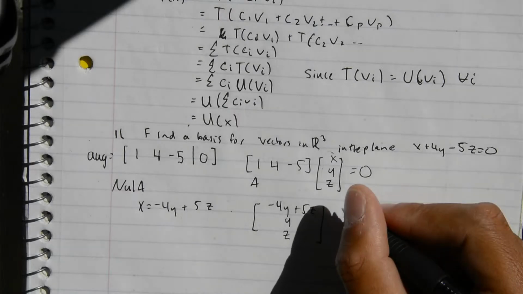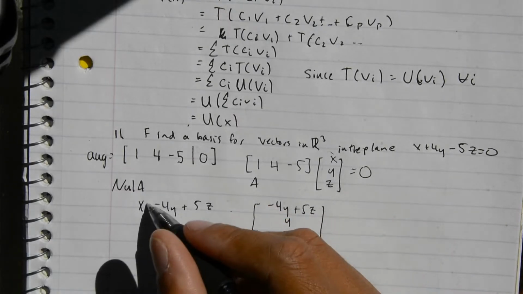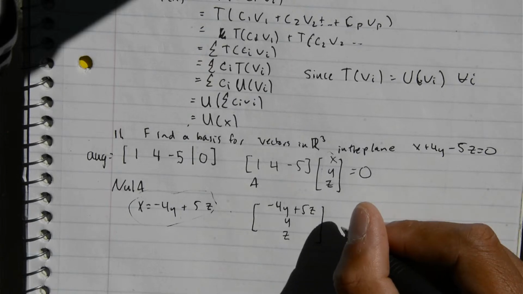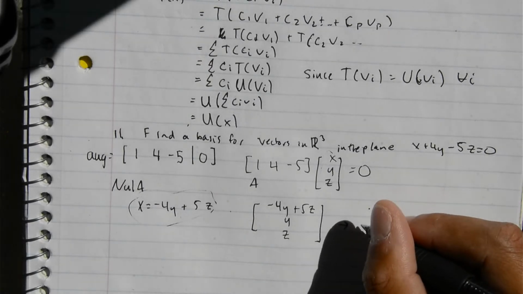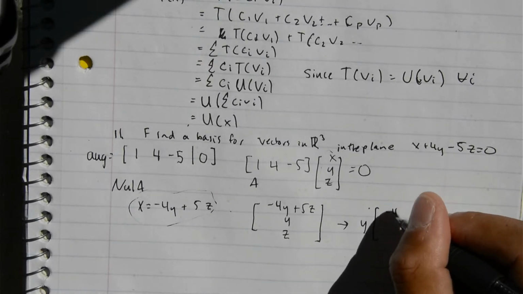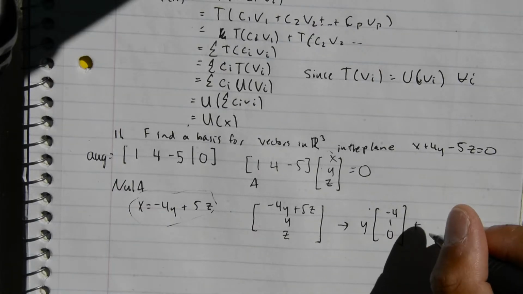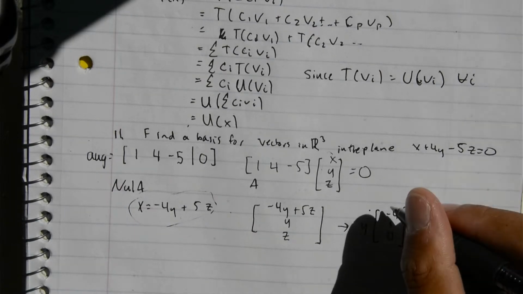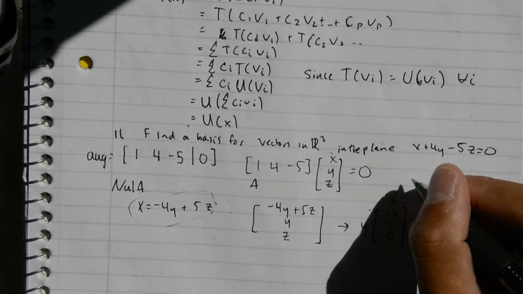So we've written our equations in terms of a vector. So now this is equal to y times minus 4, 1, 0 plus z times 5, 0, 1. And so then these are the basis.